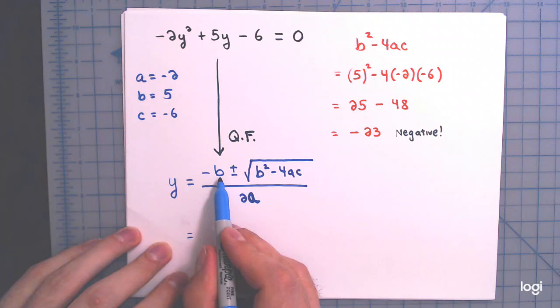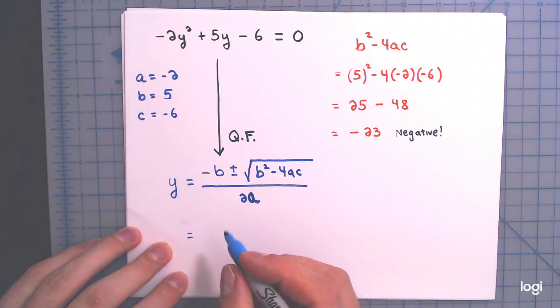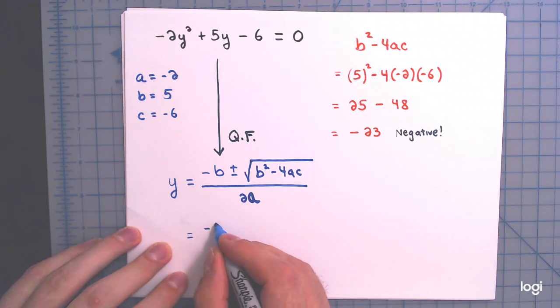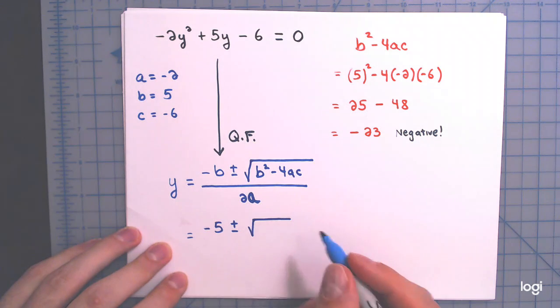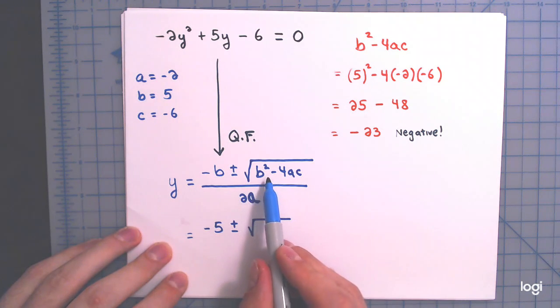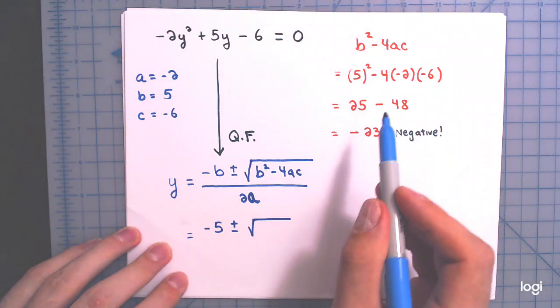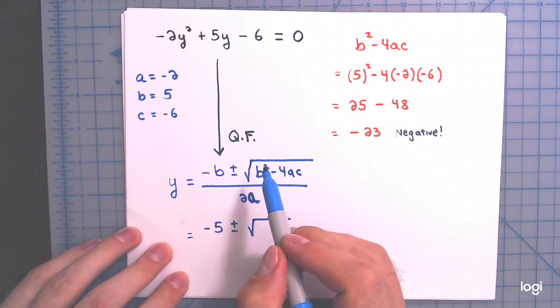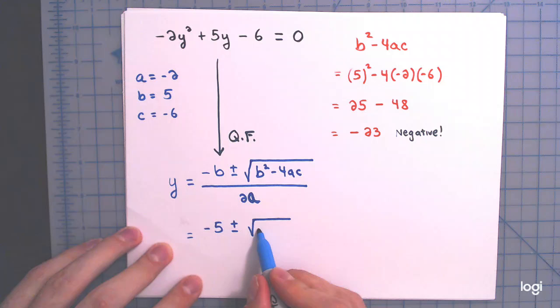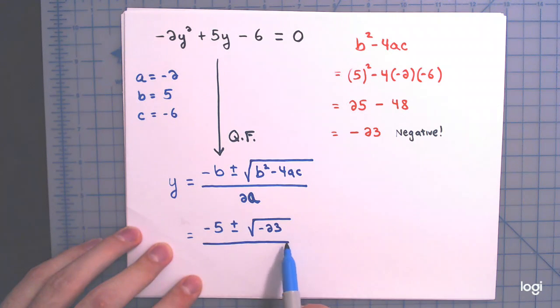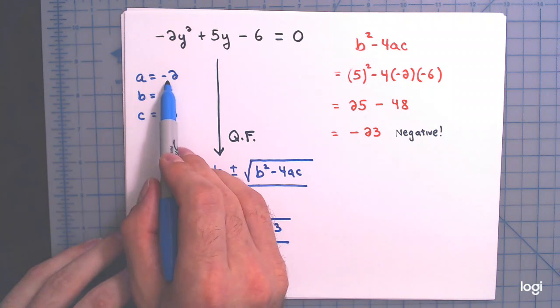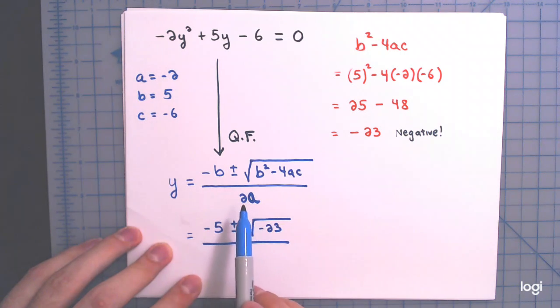So the opposite of b, well, that'd be the opposite of 5, so negative 5 plus or minus the square root. Now I already did b squared minus 4ac over here, so I know that the value underneath this square root symbol is negative 23. And then all of this divided by 2 times a. Well, a is negative 2, so 2 times a will be negative 4.